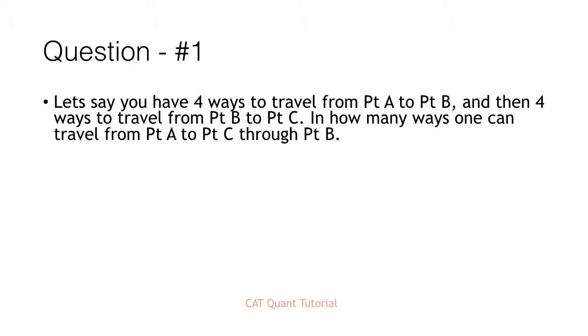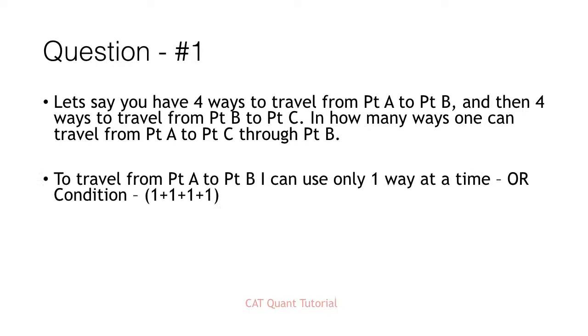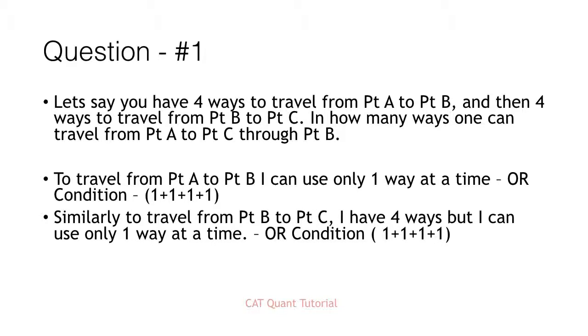Coming to the solution. To travel from point A to point B, I can use only one way at a time. That basically means an OR condition: I can choose from either of those 4 ways, and the total number of ways is 4. Similarly, to travel from point B to point C, again I have 4 ways using any of those modes of movement, so the total is 4 ways, which can be obtained by addition. So the counting is what we are doing here.